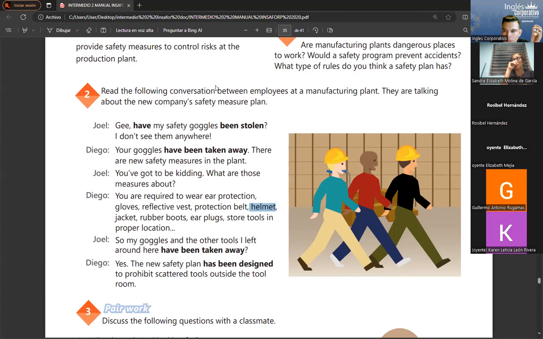When you are in a construction area. Excellent. Very good. Helmet, jacket. Okay. I like jackets. All right. Rubber boots. Earplugs. ¿Saben qué son estos? Tapones de oídos. Exactly. Here. You put it here in your ear. Okay. Tools. You know what tools are?